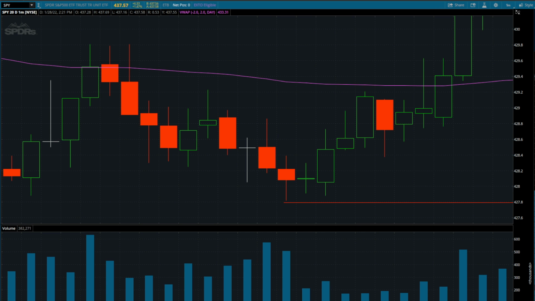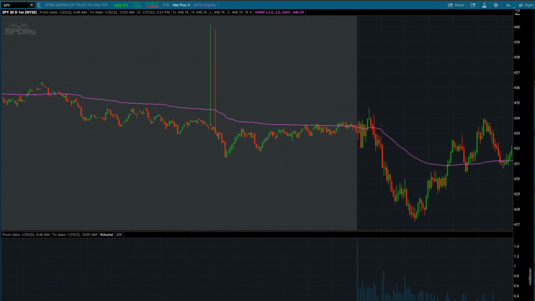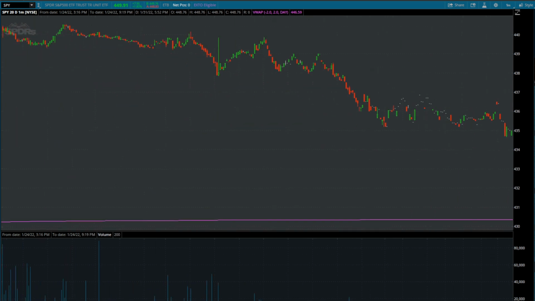And again, nothing is 100%. This is certainly not going to work 100% of the time, but it is another tool that you can add to your arsenal to just try to identify where the pressure is flowing.